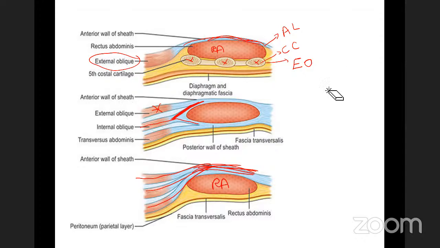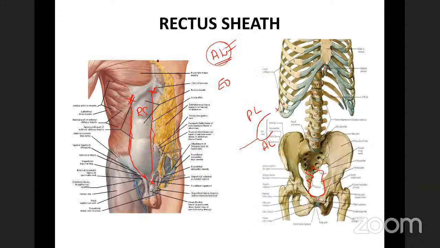Okay. So if we have to revise once again, the rectus sheath is divided into three layers. The costal margin. So there we studied that it was only the external oblique muscle. Next is in between the xiphoid process.